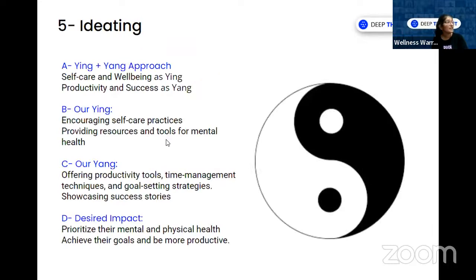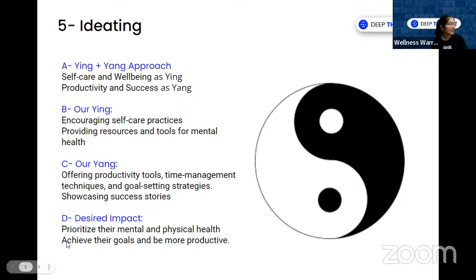Now, how are we ideating? We use the yin and yang approach. Our yin is self-care and well-being. If we have self-care and well-being, definitely we are going to have productivity and success. We can encourage self-care practices, providing resource tools for mental health. That is yin. And yang is how they can manage their time, use productive tools and techniques, and strategize the goals they want to achieve. We can also showcase some stories of the people.